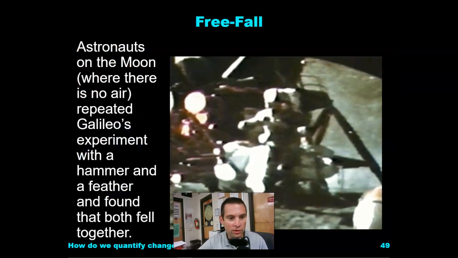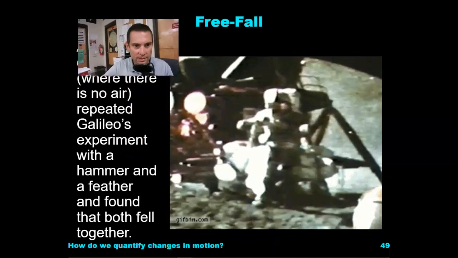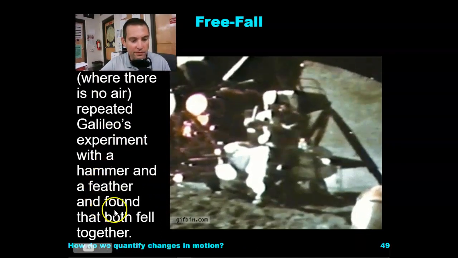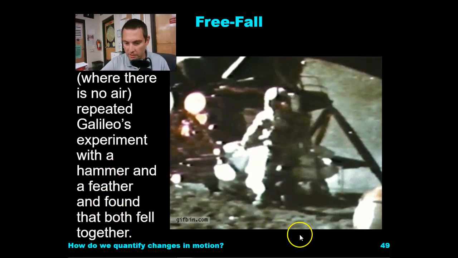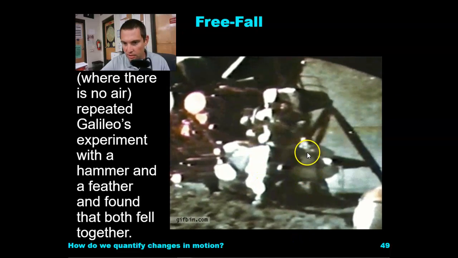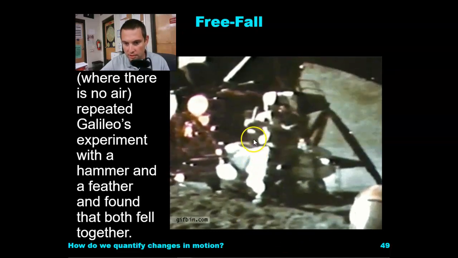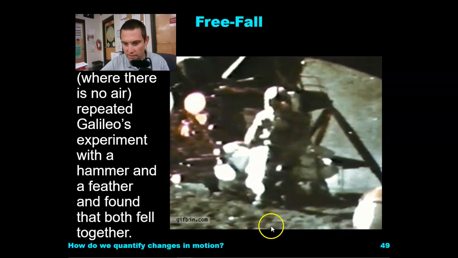Astronauts on the moon, where there is no air, repeated Galileo's experiment in 1969, with a hammer and a feather. They found that both fell together. So it's a falcon feather and a hammer. This is the hammer in his right hand, and in his left hand is the feather, and you see that they hit the ground at the same time.